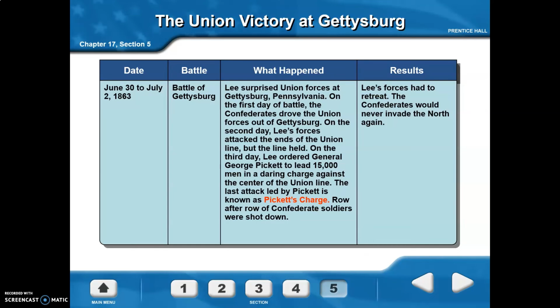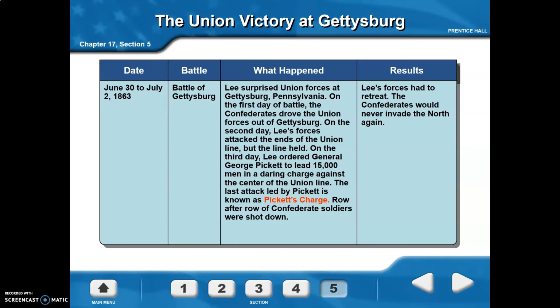So Lee, putting in a gamble, had George Pickett lead 15,000 men charging straight at the center of that Union line to hopefully break the line and swoop around and go to D.C. and capture it. The last attack of the Battle of Gettysburg, like I said, is known as Pickett's Charge. Row after row of Confederate soldiers were shot down. They kept charging that line of Union troops, and they were shot down.